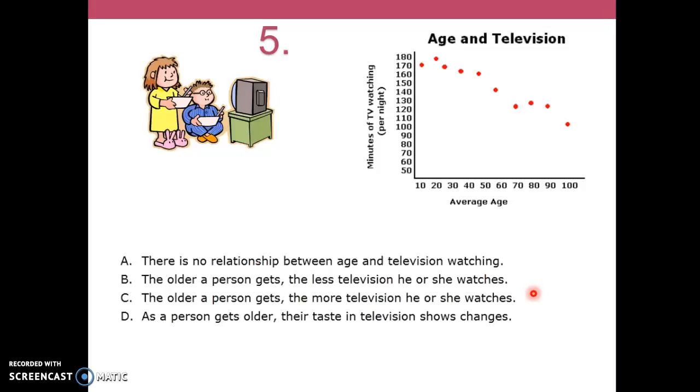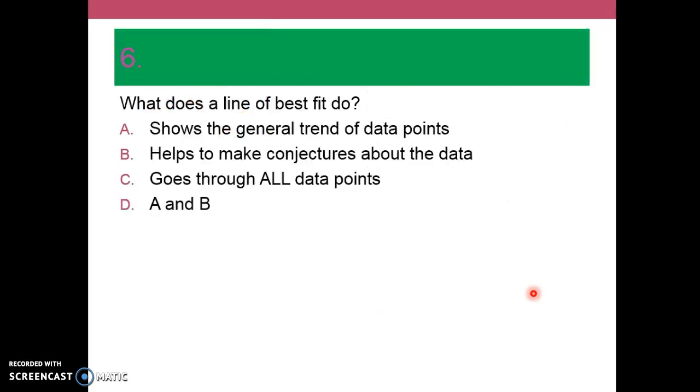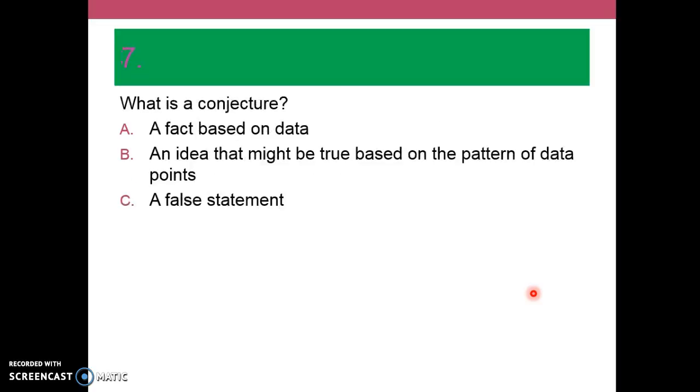And number 5. Is there a relationship between the person's age and how many minutes of TV they watch? Number 6. What does a line of best fit do? Pick the best answer here. And number 7, our last question. What is a conjecture? Pick the best answer.